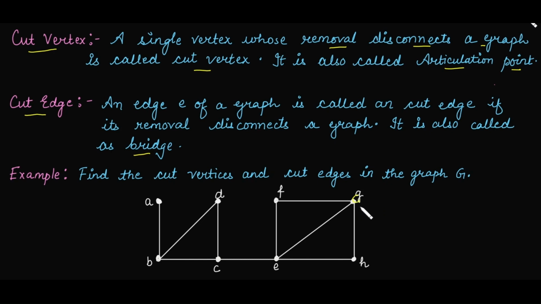Now what about the vertex G? Does removing it disconnect the graph? The answer is no. It means G is not a cut vertex. Now what about the H vertex? If you remove the H vertex and the corresponding edges associated with the vertex H, does this disconnect the graph? The answer is no. It means H is not a cut vertex.